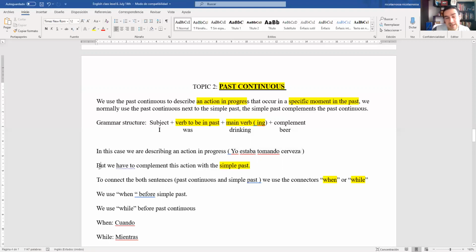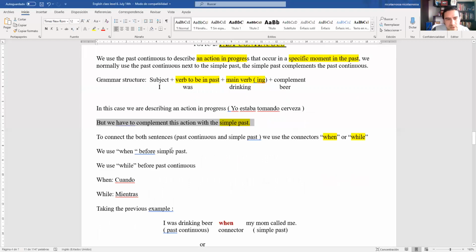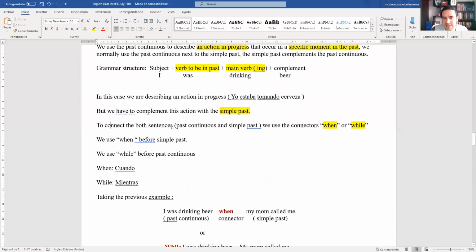But, aquí es donde entra el pasado simple. But, we have to complement this action with the simple past. So, the simple past basically is going to help the past continuous to finish the action, okay? Because if I say, I was drinking beer, sí, estaba tomando cerveza, y what happened, ¿no? ¿Qué pasó? So the simple past me va a ayudar a contestar ese, ¿qué pasó? So to connect both sentences, okay? Vamos a conectar past continuous with past simple.